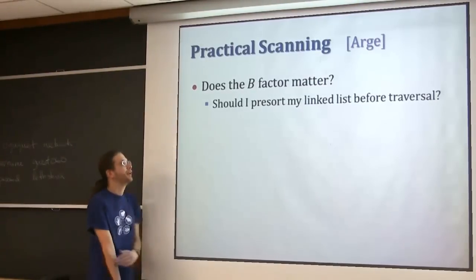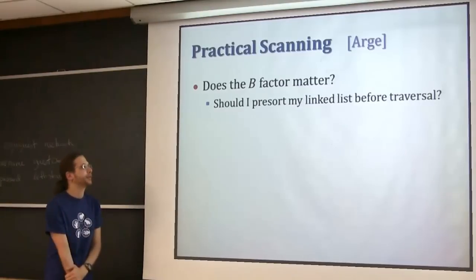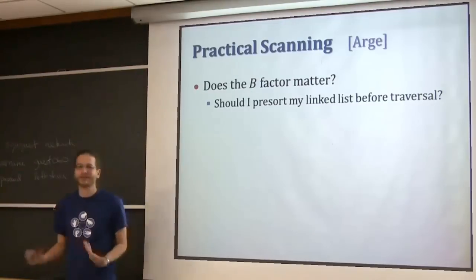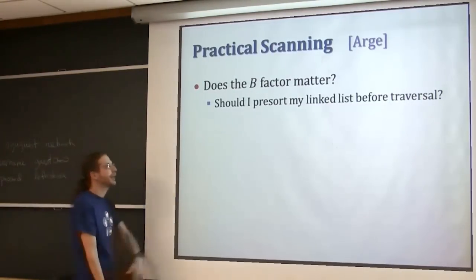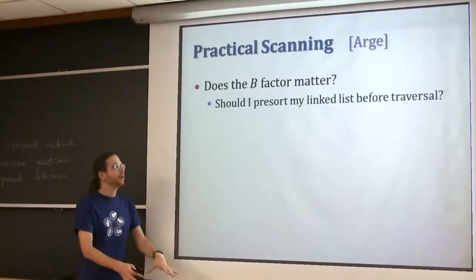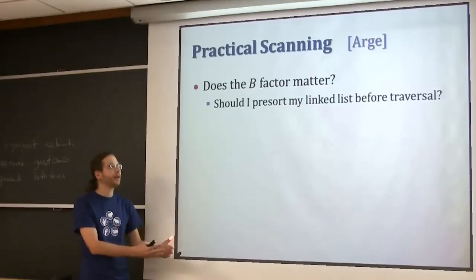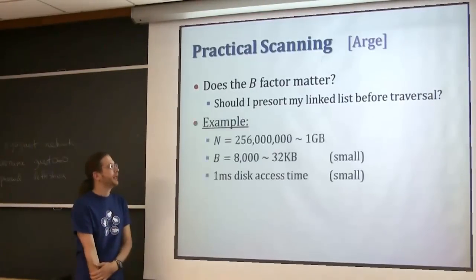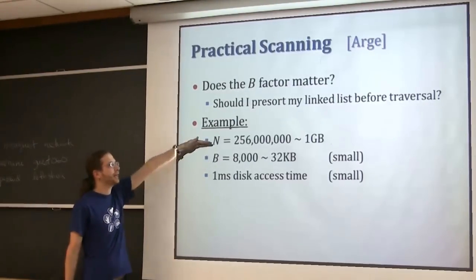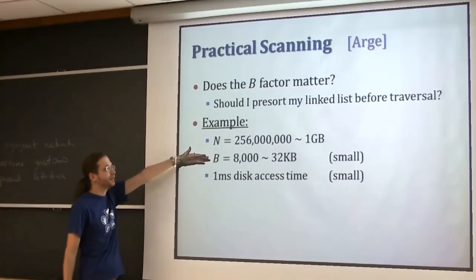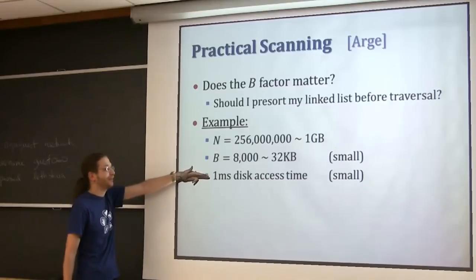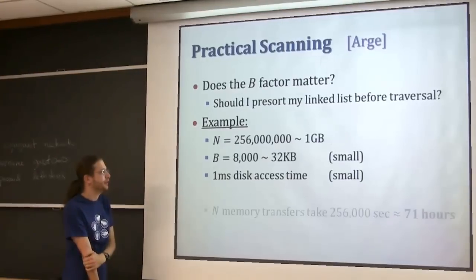Here is a thought experiment originally by Lars Arge, who will be speaking later. Is this really a big deal? Factor B doesn't sound so big. Do I care? For example, suppose I'm going to traverse a linked list in memory, but it's actually stored on disk. Is it really important that I sort that list and do a scan versus jumping around with random access? This is back of the envelope, just computing what things ought to be. Suppose you have about 1 gigabyte of data, a block size of 32K, which is probably on the small side, and a 1 millisecond disk access time, which is really fast, usually at least 2 milliseconds.